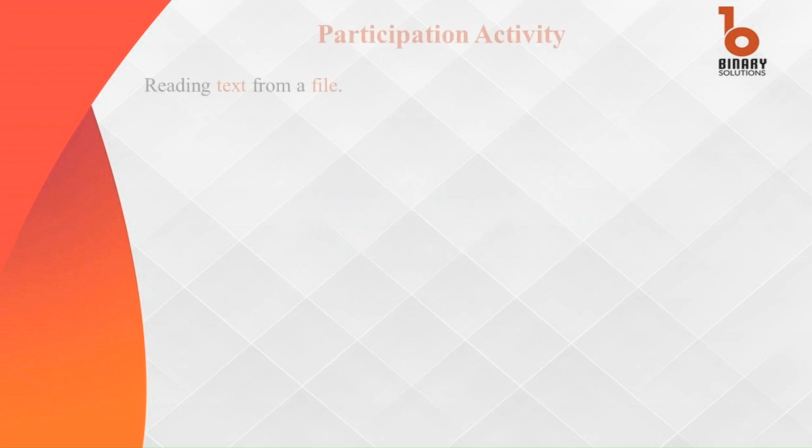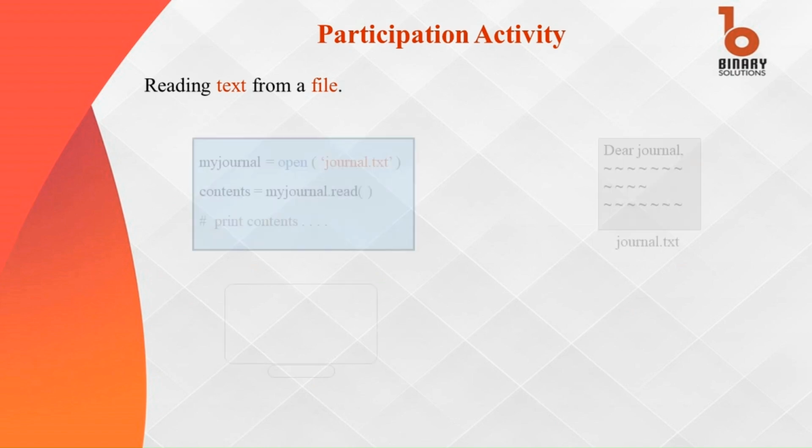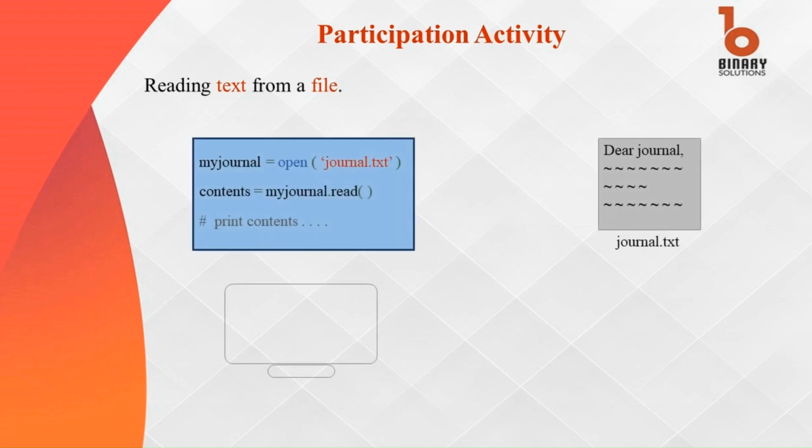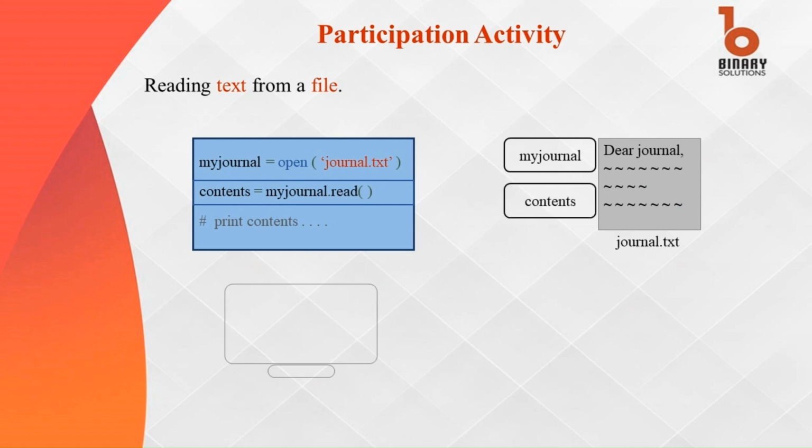In this example, we demonstrate how to read text from a file using Python. The open function is used to access the file journal.txt, creating a file object that allows interaction with its contents. By default, the file is opened in read mode, meaning we can retrieve data but not modify it. Next, the read function is called, which extracts the entire file content and stores it as a string in the variable contents. This enables us to process, manipulate, or display the stored text as needed.